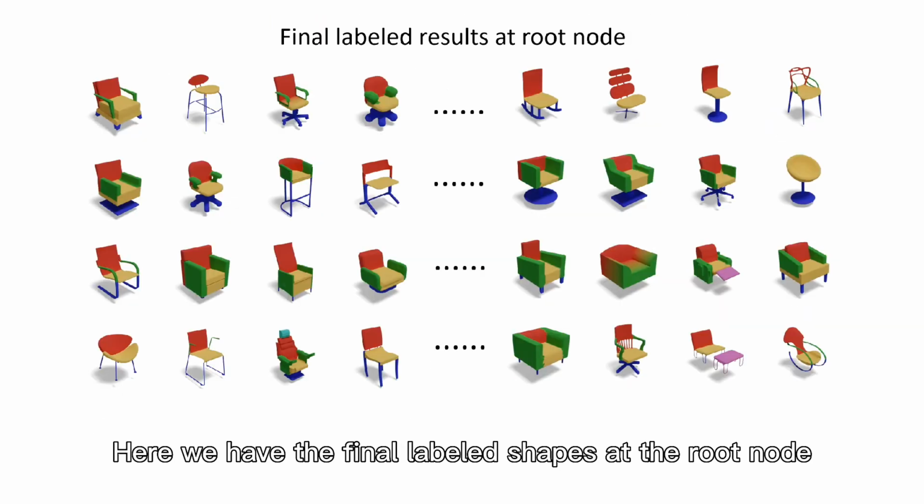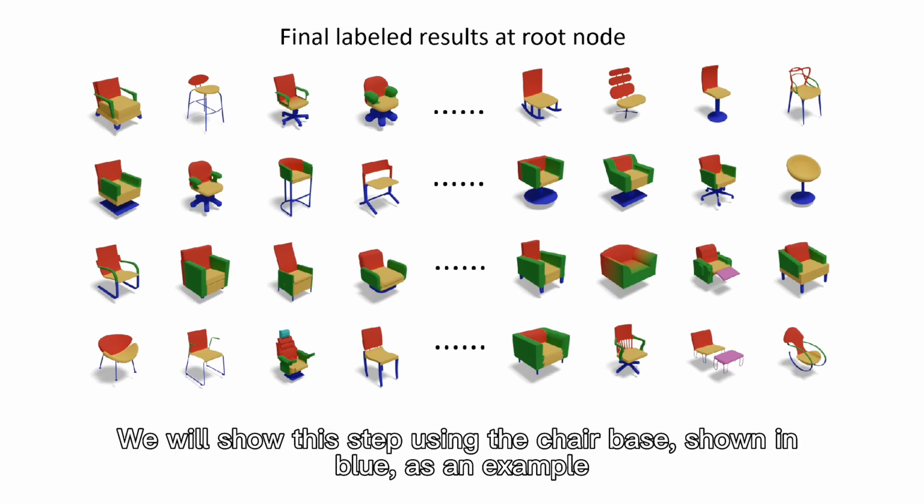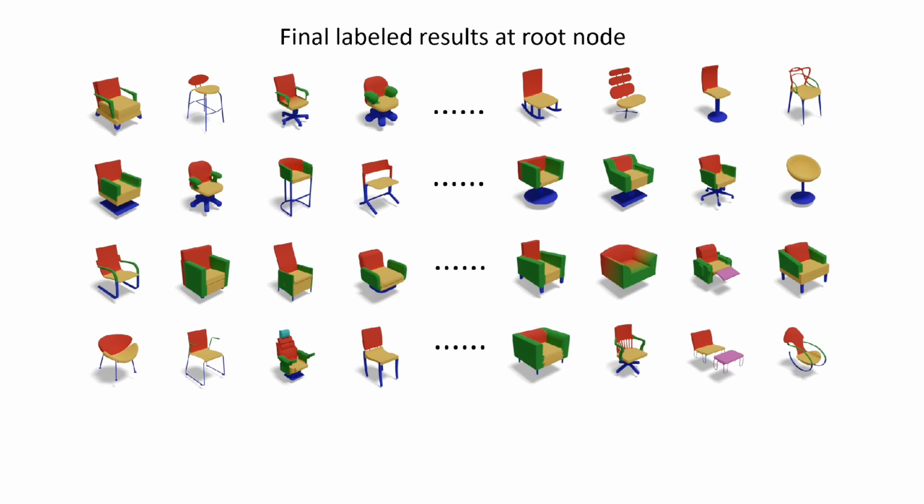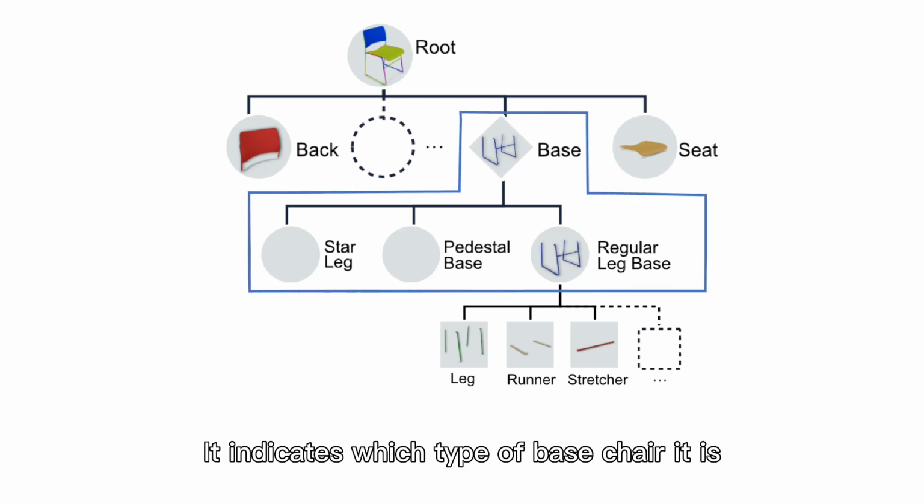Here we have the final labeled shapes at the root node. The labeling procedure continues now on the subsets of each label. We will show this step using the chair base, shown in blue, as an example. Note that the chair base is a node of type OR. It indicates which type of base chair it is.